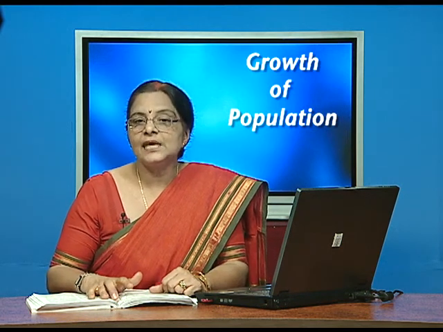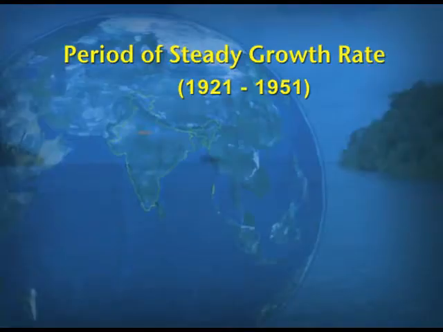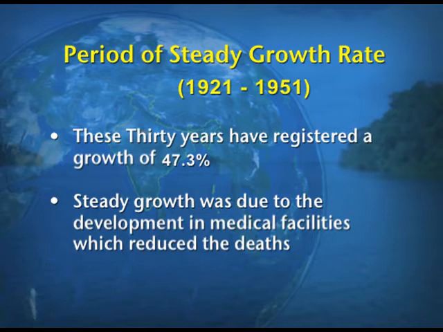Now, we take up the second stage of the population growth, and this is known as a period of steady growth rate from the year 1921 to 1951. So, these 30 years have registered a growth of 47.3%. So, these 30 years means from 1921 to 1951, the period which is known as a steady growth rate period. So, this steady growth was due to the development in the medical facilities.